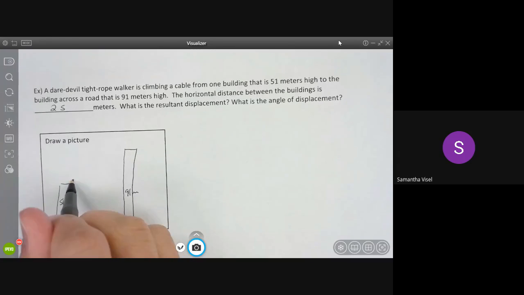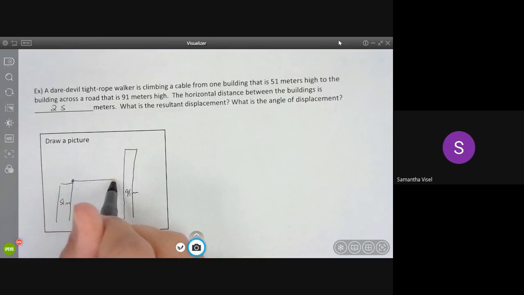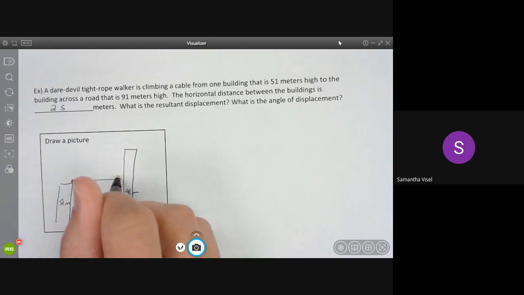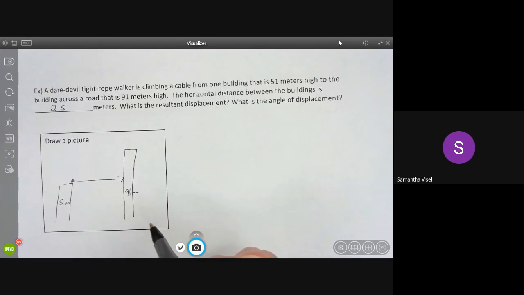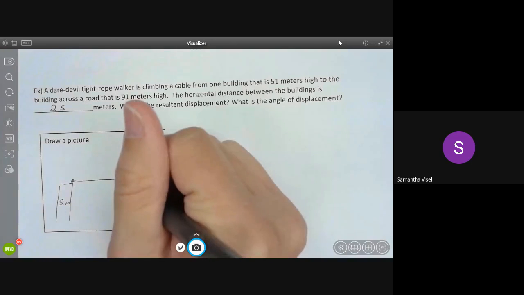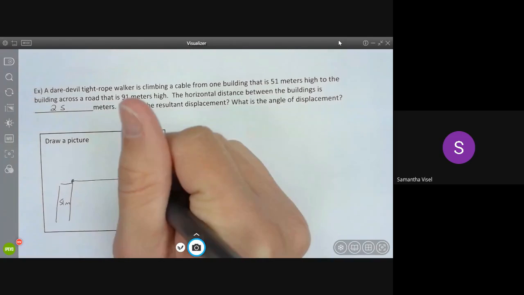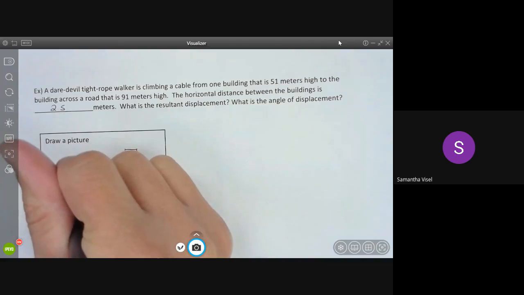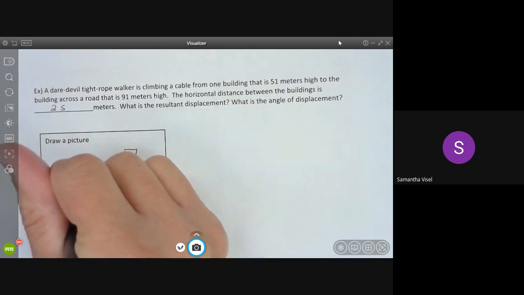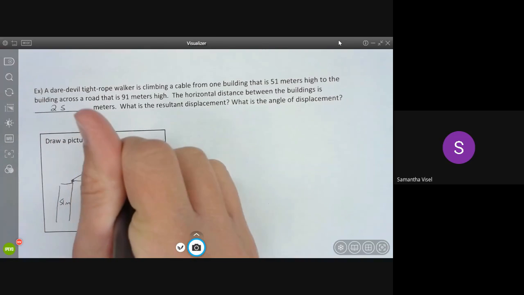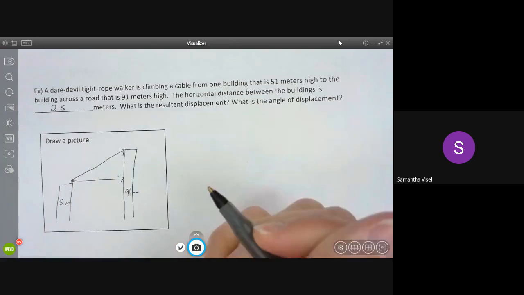And it says the horizontal displacement of the tightrope walker is 25 meters. So the horizontal displacement this way is 25 meters. Now I need to figure out what the distance is from here to here, since my tightrope walker is going up from here to the top here.